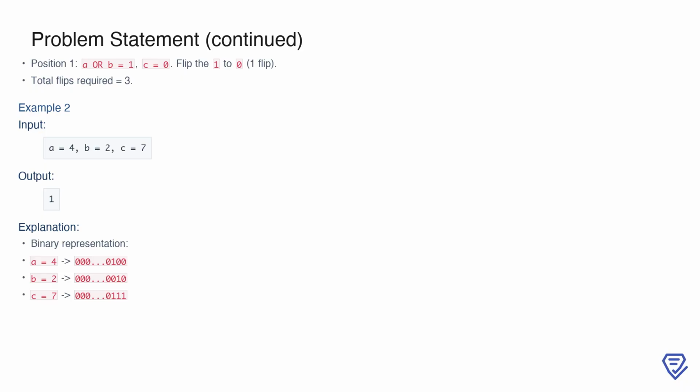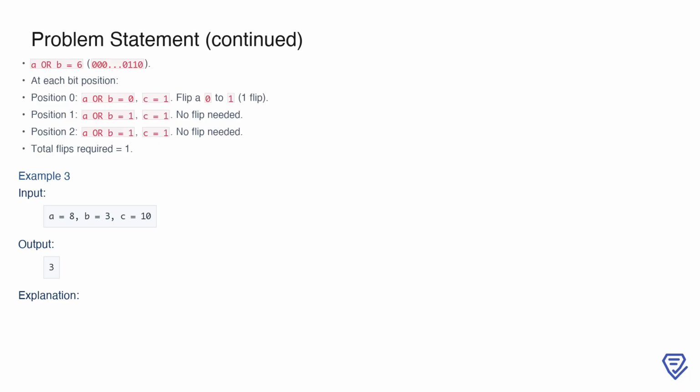Moving on to another example, consider the input values A equals 4, B equals 2, and C equals 7. In binary, these numbers are represented as A equals 0100, B equals 0010, and C equals 0111. The result of A OR B in this case is 0110.